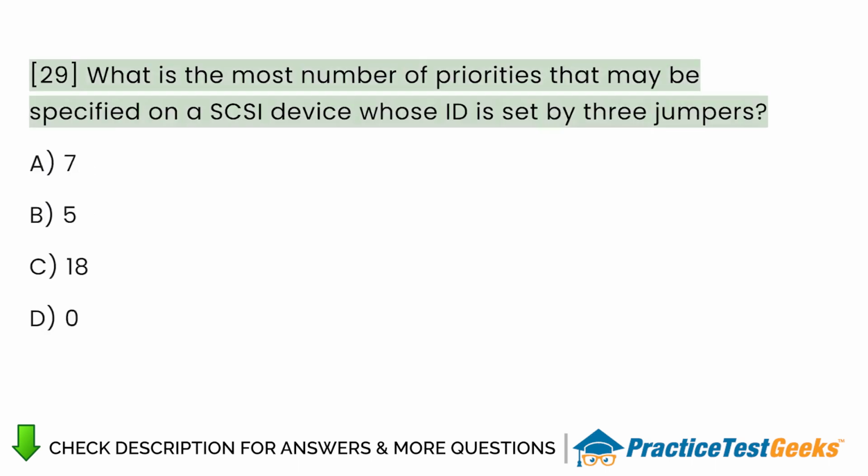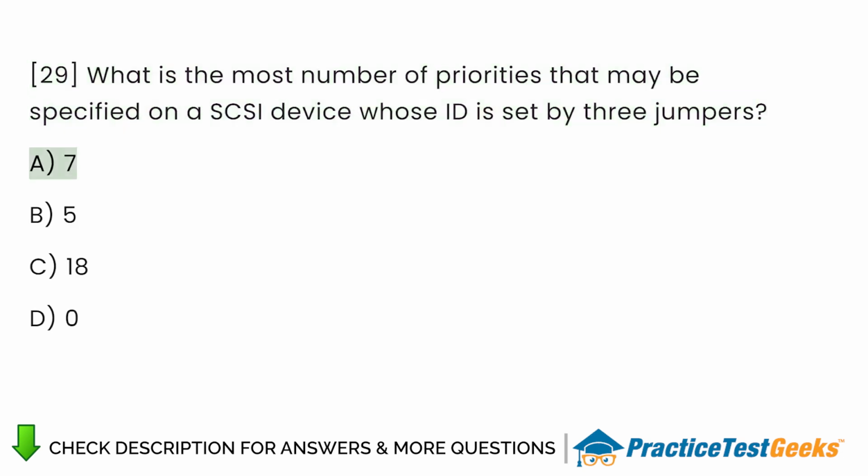What is the most number of priorities that may be specified on a SCSI device whose ID is set by 3 jumpers? A. 7. B. 5. C. 18. D. 0.